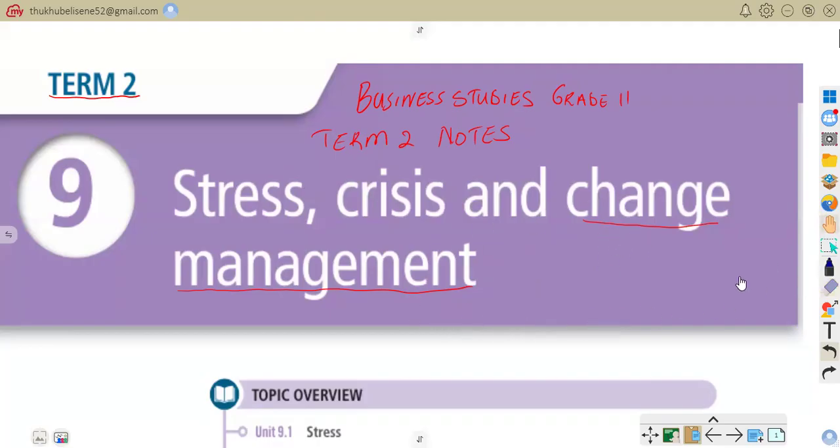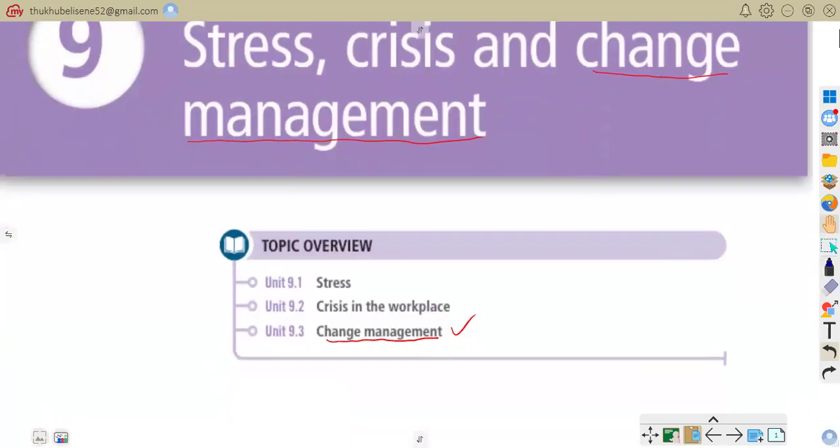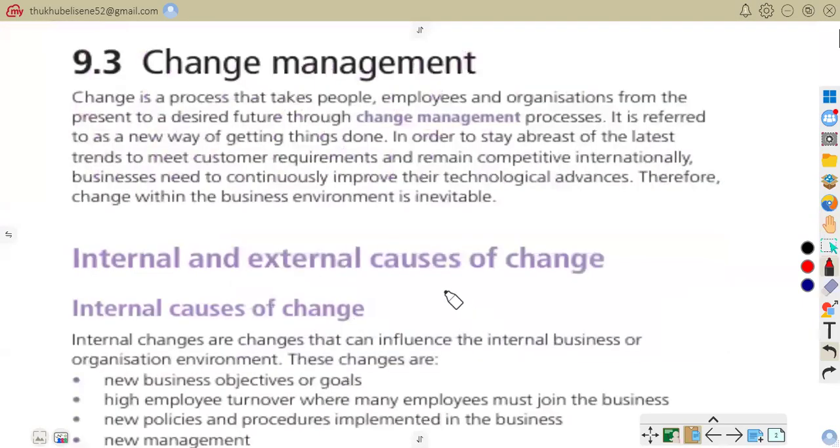As you can see in our topic overview, we have stress and we have crisis in the workplace. These two, we did talk about them in our previous presentation. So we are on change management, so let's quickly attend to it.